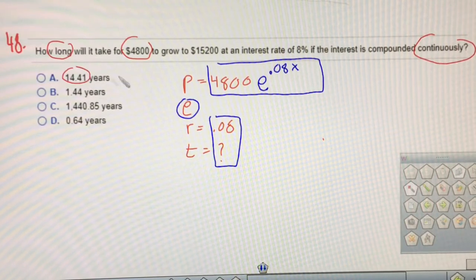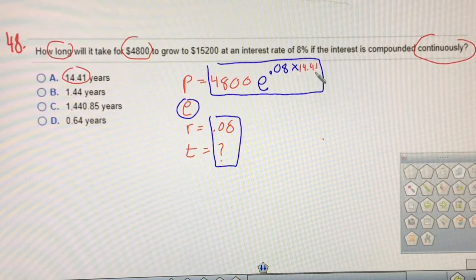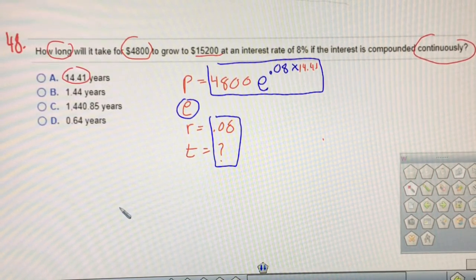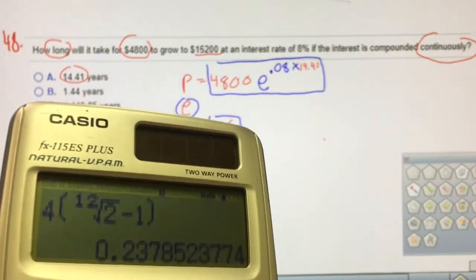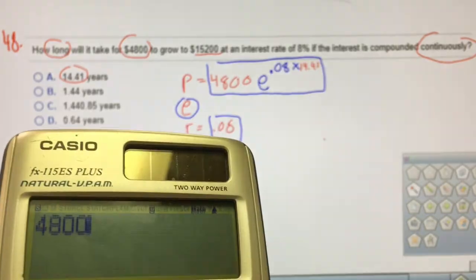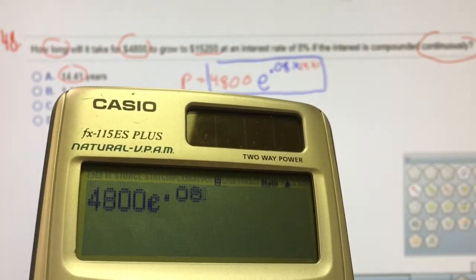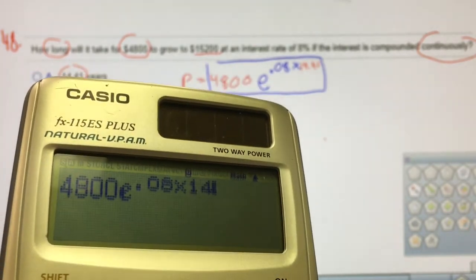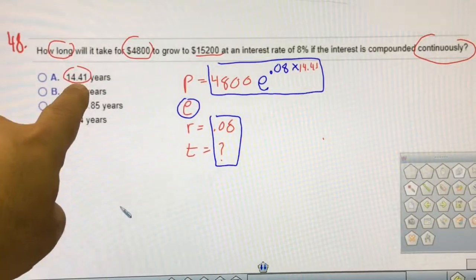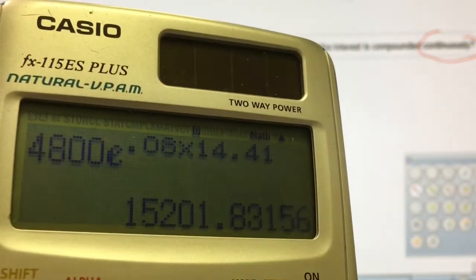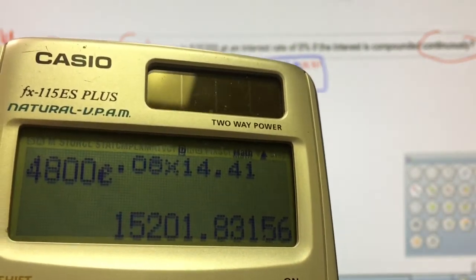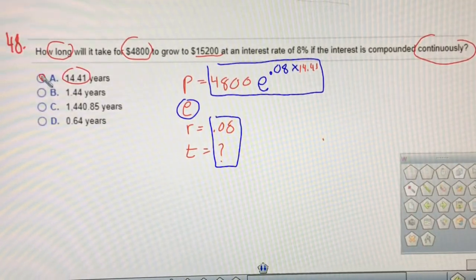So let's see. I'm going to try first with 14.41. And if I type that in accurately and it equals 15,200, I'll be set. If it doesn't, I'll just back arrow it. So let me get this started. 4,800. Shift LN. That gives me the E box. 0.08, the rate stays the same. Times, well, I'm going to try 14.41. We're trying that first number. And let's see if it equals 15,200. Bingo! A little over, but I'll take it. That's going to be the best I can get. So luckily it was the first one.